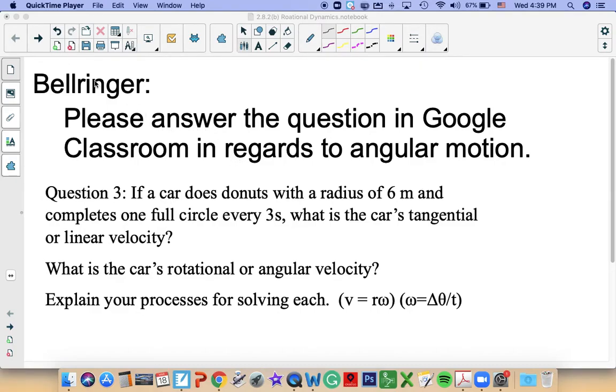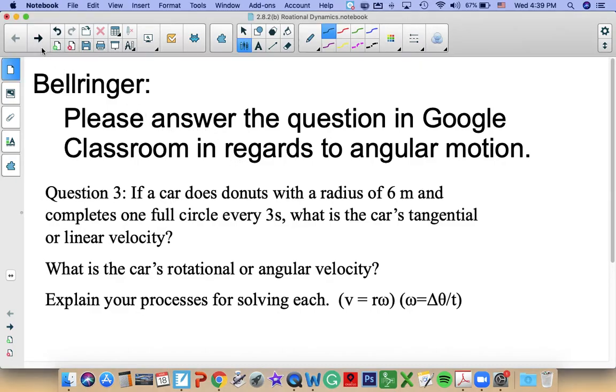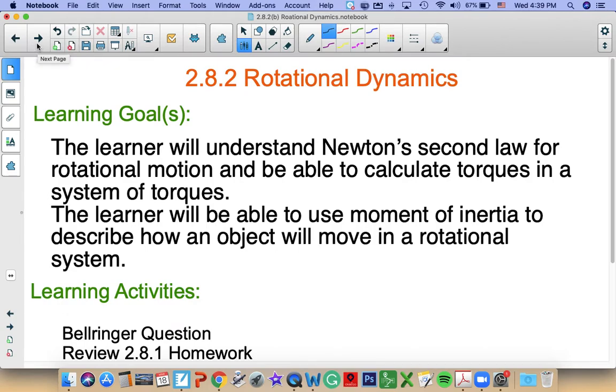Hello everybody, we're looking at our next lesson here. We are on the second section, title 2.8.2 B, the second section of rotational dynamics. This one we're going to get more into depth on Newton's second law and the moment of inertia. We'll relate that to regular inertia and do some calculations behind that.